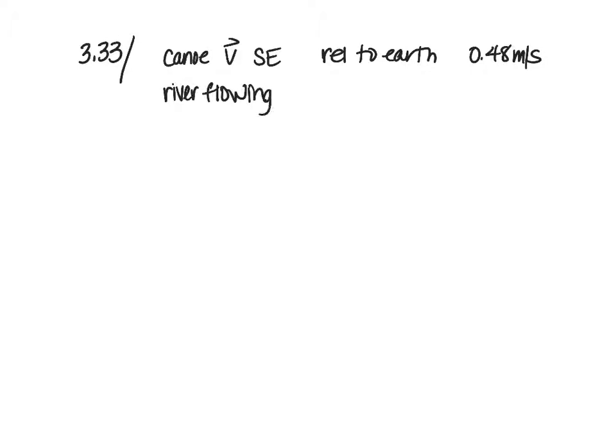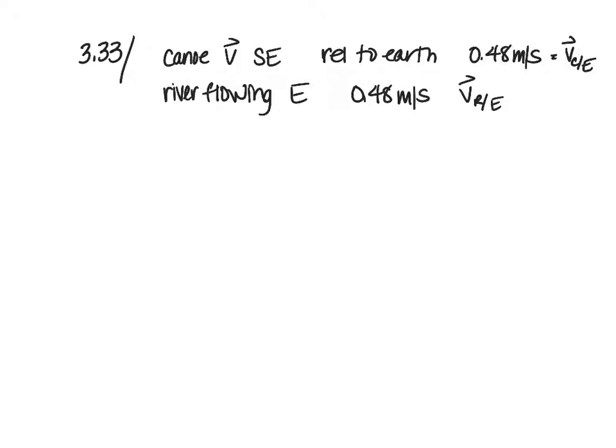So we're told that a canoe has a velocity that's southeast, and this is the velocity relative to the Earth, and it's 0.48 meters per second. And we have the river flowing east, and it's 0.48 meters per second, and this is the velocity of the river with respect to the Earth. This is the velocity of the canoe with respect to the Earth.